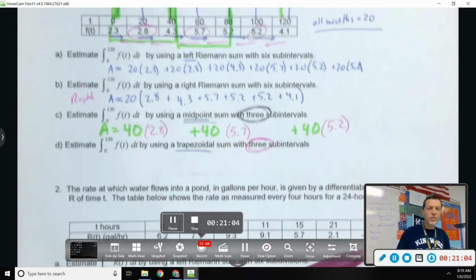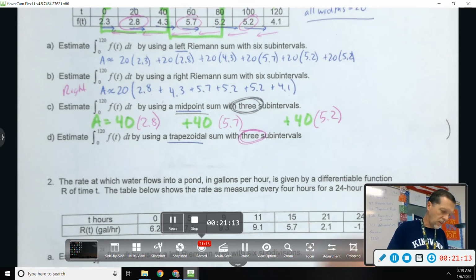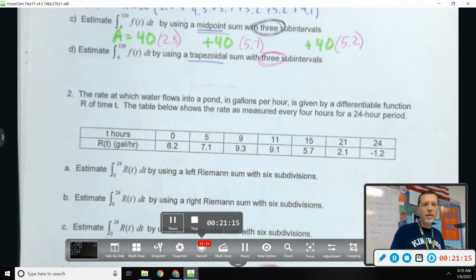Also on that last one it says 3 subintervals for trapezoids. So you have enough info to do 6 trapezoids, but it doesn't want you to do 6 trapezoids. It wants you to do 3 trapezoids. So try that. We'll go over those tomorrow.